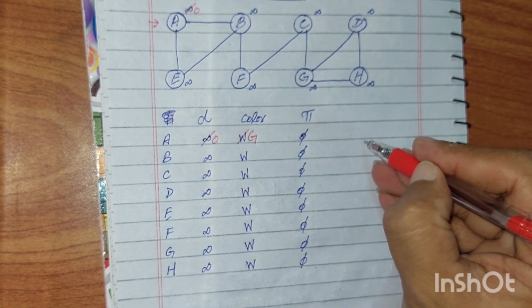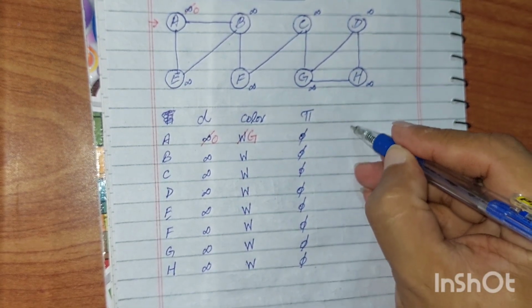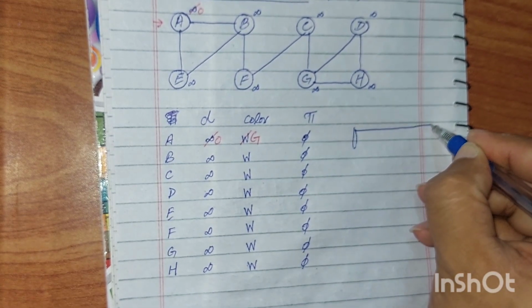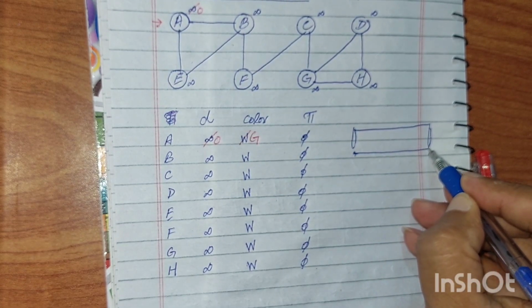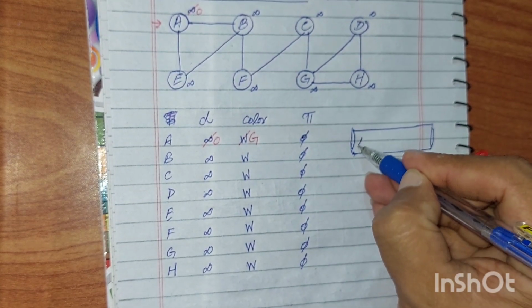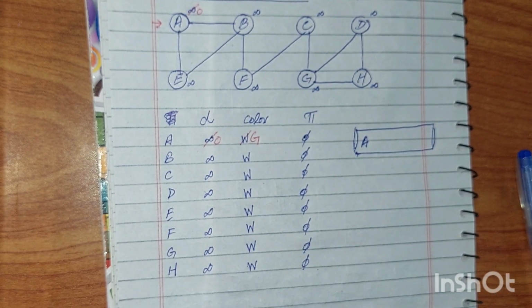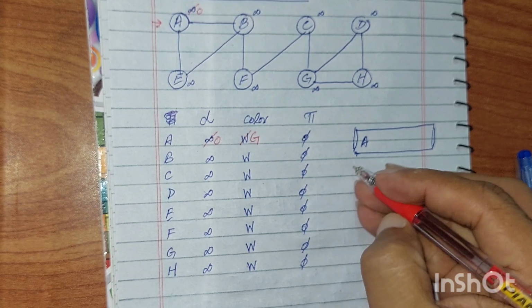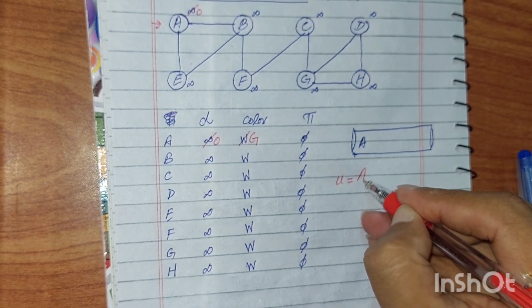And then an empty queue is created, and our source is inserted in it, that is A. From line number 10 our main algorithm starts, and it says while Q is not equal to null, you just dequeue: u is equal to dequeue Q. So you will get A from here.